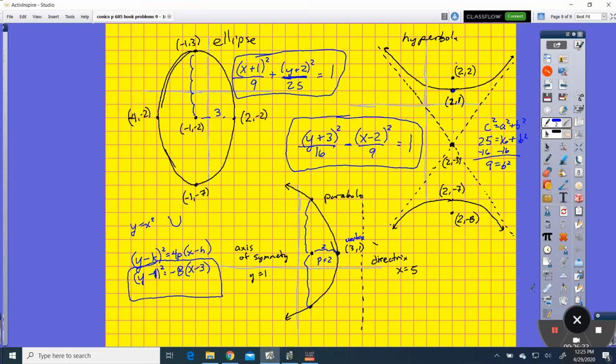So that's coming up with the equation for each of those. So hopefully that helps with your assignment, helps you get through the quiz as well. And then you're done with this section. So good luck with that.